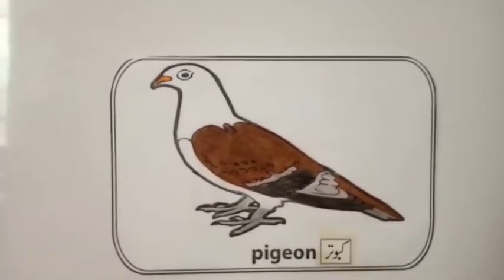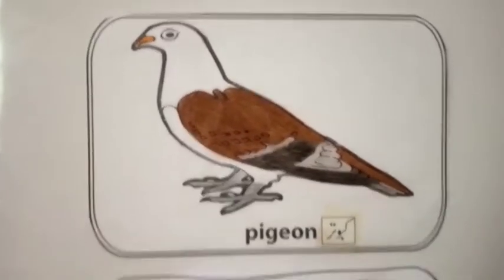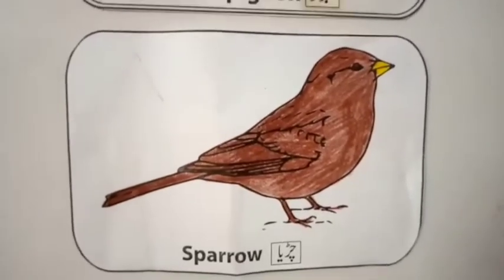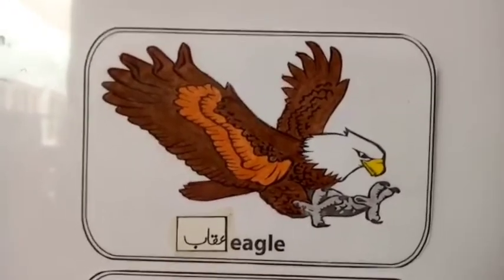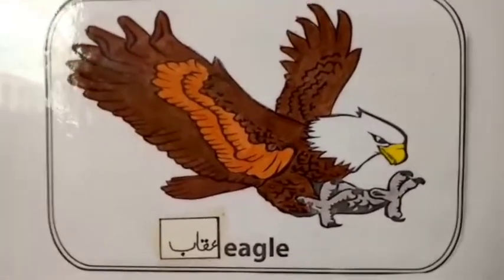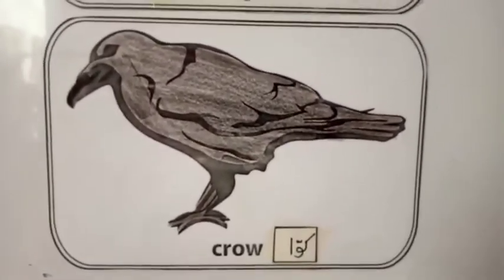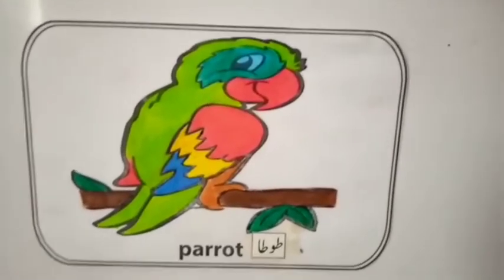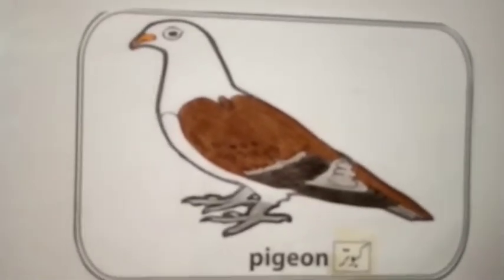This is pigeon. Kabutar. Sparrow. Chidiya. Eagle. Ukab. Crow. Kawa. Parrot. Tota. Now repeat after me.